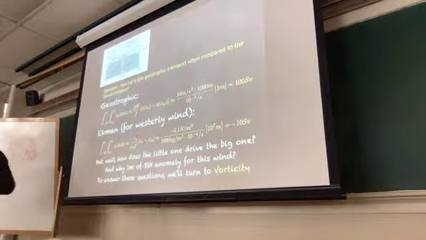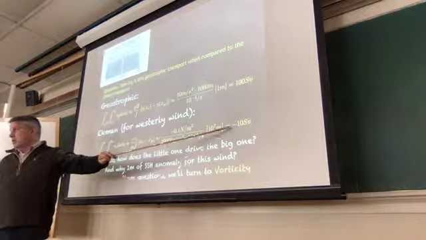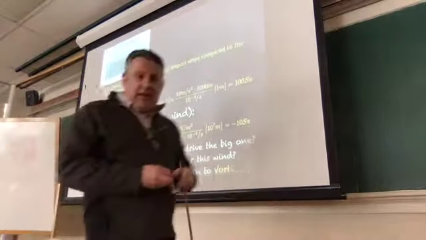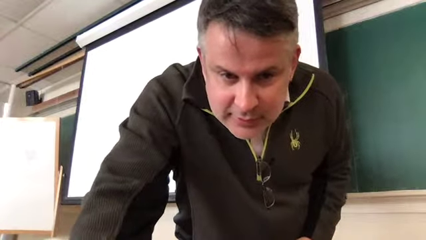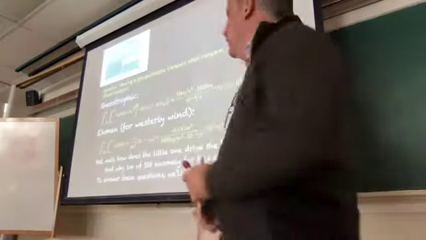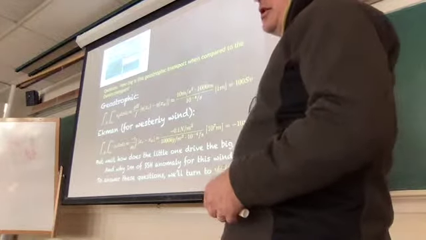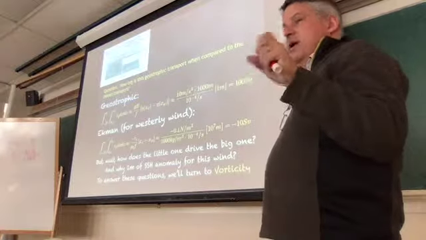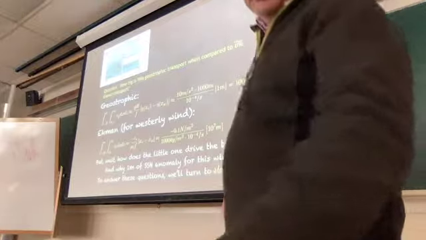So the gyres are there because of a much weaker Ekman transport. Okay? And we can come back to these kinds of comparisons again. How does the little one drive the big one? And we're going to turn to something called vorticity next time to start to think about big ones driving little ones, and a kind of useful way of thinking about how that works.